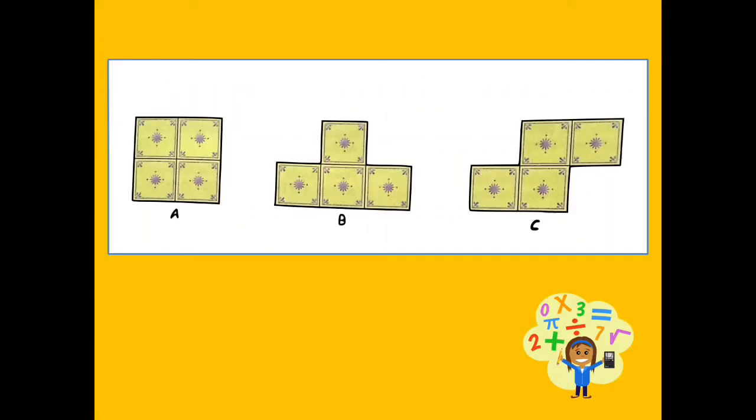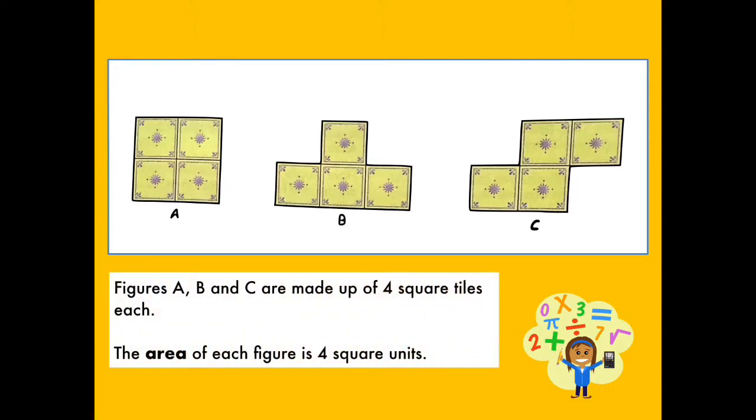Let's look into the next figure. Aaron makes the following figures using square tiles. How many pieces of square tiles make up figure A? How about figure B? Figure C. Figures A, B, and C are made up of 4 square tiles each. The area of each figure is 4 square units. Always remember that area is the amount of surface covered by the tiles.